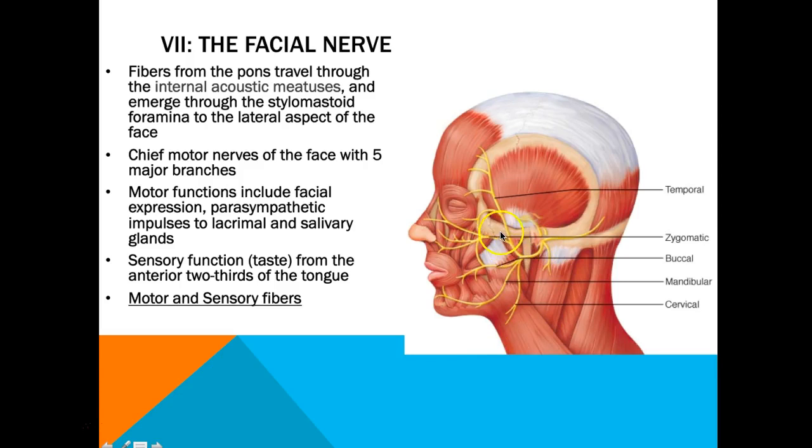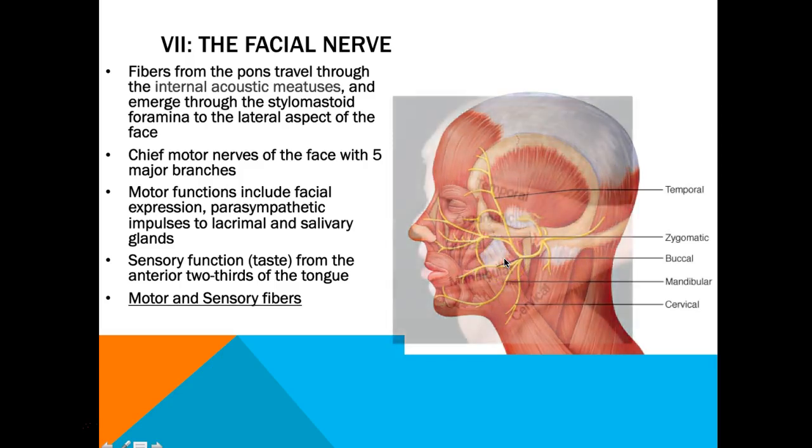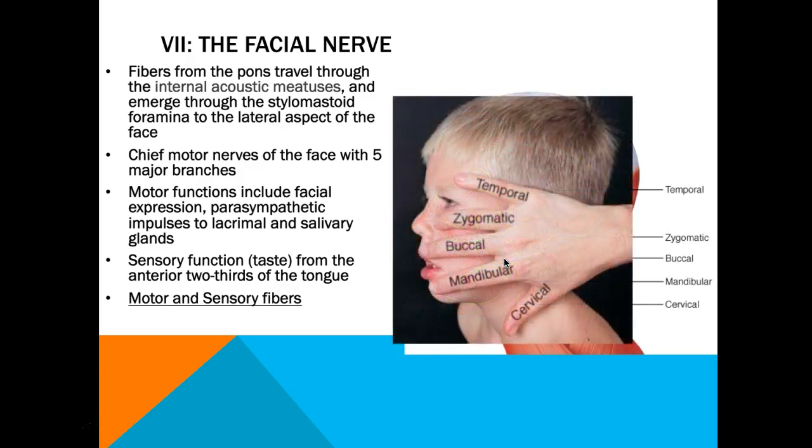And it actually courses through the parotid gland, which is not pictured here. But once it passes that gland, it then gives off 5 major branches. So I can show you, we remember the branches by holding up the hand onto the face. These 5 branches are known as the temporal branch, zygomatic branch, the buccal branch, mandibular branch, and cervical branch.